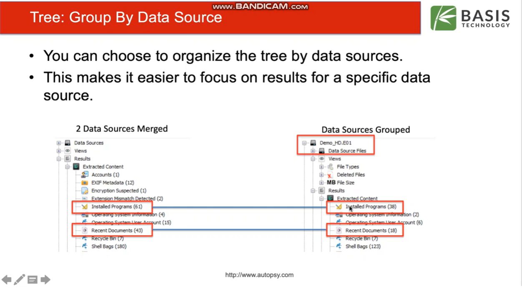But now we're seeing content for only that one data source. And down below here is the second data source. So you can see here, there's 38 installed programs on this data source, which means the other 23 are down below for the other data source. Or we have 18 recent documents here on this data source, which means the other 25 are part of the other data source. It's really up to you how you want to organize these things, and different uses, different investigations, different labs will benefit from choosing either everything merged together or everything separated.